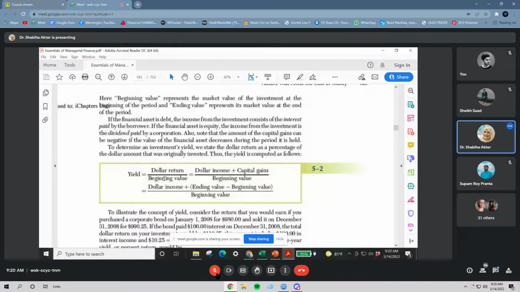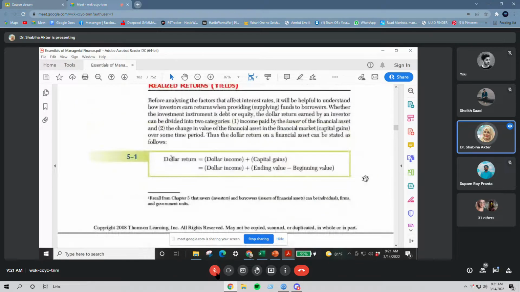Dollar return, we know, is dollar income plus capital gain, right? So capital gain, what is capital gain? The difference between ending value minus beginning value. This formula is very easy, you can see that. Before, we know that dollar return is equal to dollar income plus capital gain, right? And capital gain is the difference between ending value and beginning value.